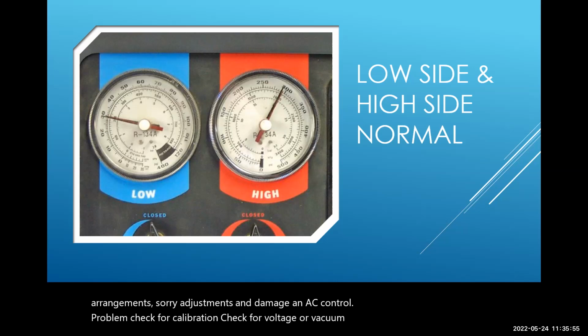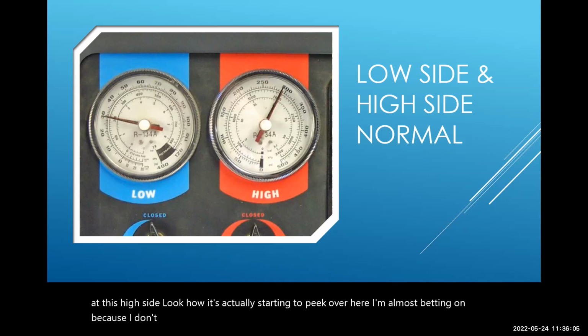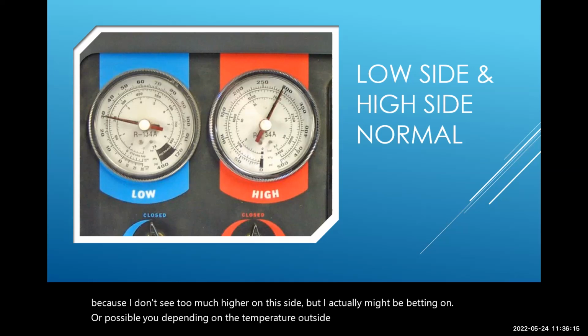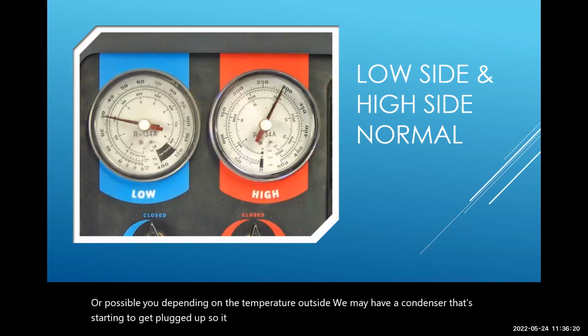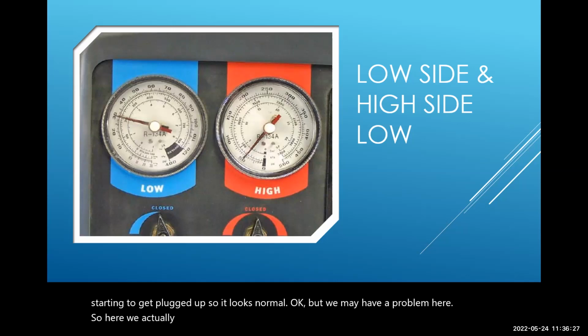So it looks normal, but look at this high side. Look how it's actually starting to peak over here. I'm almost betting on it, because I don't see it too much higher on this side, but I might be betting on a possible, depending on the temperature outside, condenser that's starting to get plugged up. So it looks normal, okay, but we may have a problem here. So here we actually see a normal, but look at the high side.